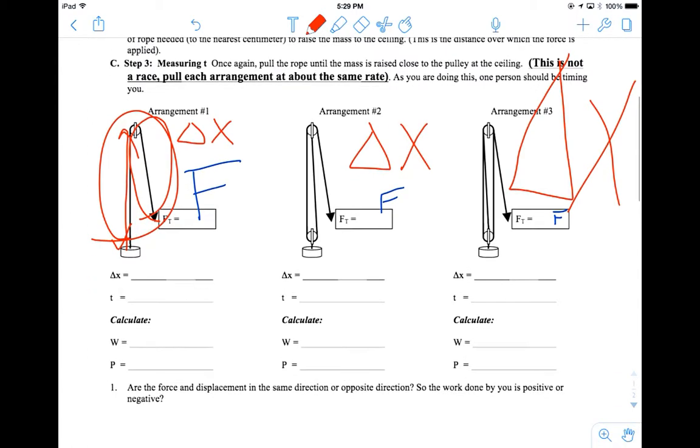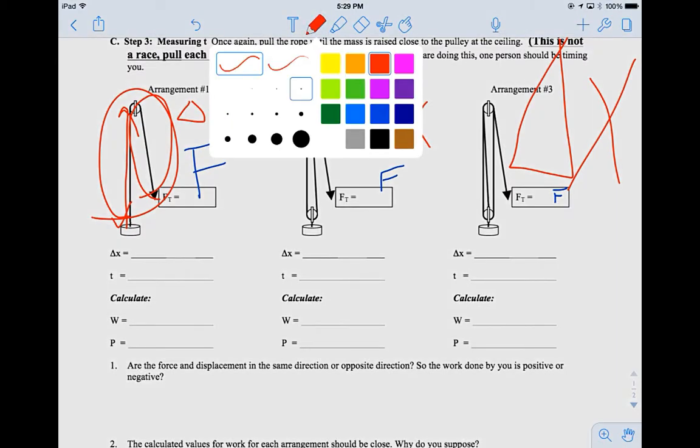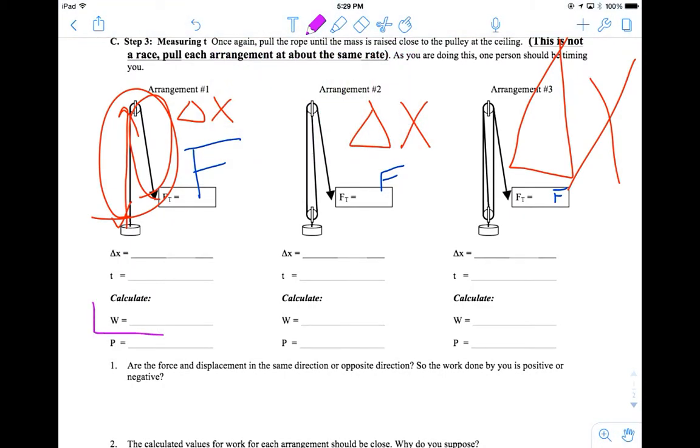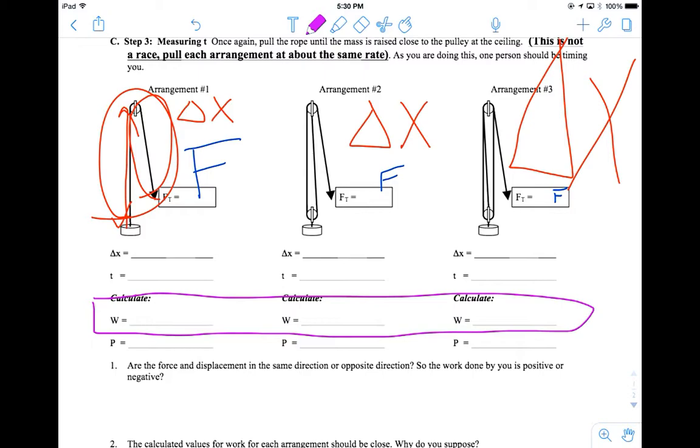So that brings up the next piece. It'll be looking at your work values. When you went through and did your work calculations, you should have gotten work values that were pretty much the same, all of them. No matter how big the force, no matter how much more complex a pulley system you had, the work was all the same. So that brings up the next point. Why would the work be the same, even though it felt so different as you're bringing it up?